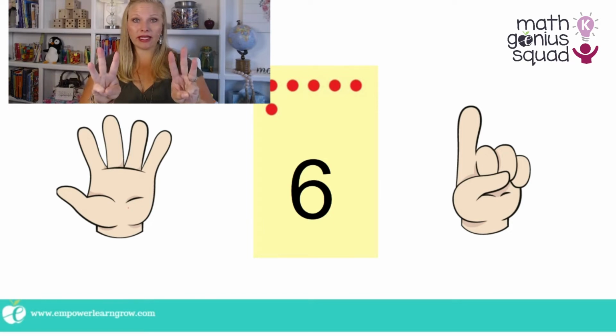There will be a time and a place for that, but right now I'm purposely in this unit, we're working on that 5 group, so I want to see their 5s. So boys and girls, what is 6? 5 and 1 are partners of 6. That's what I would say.